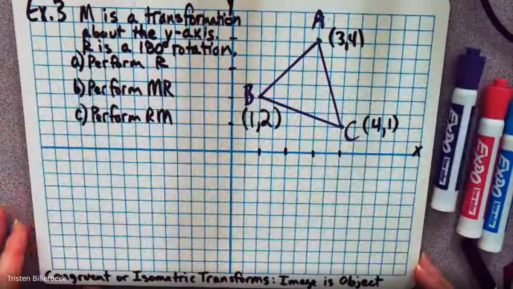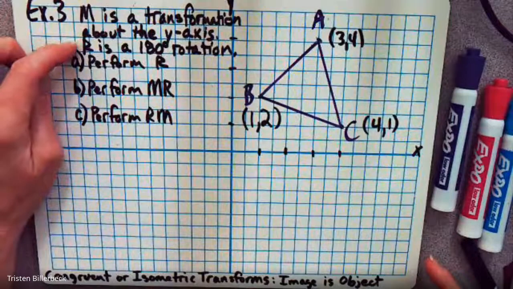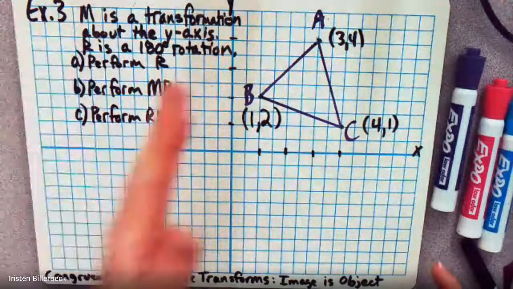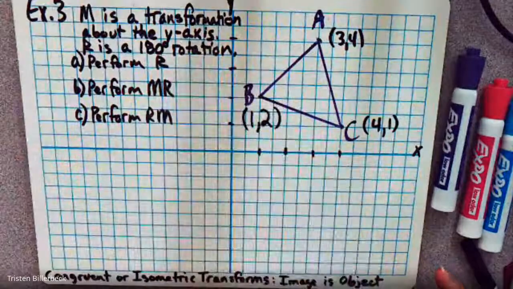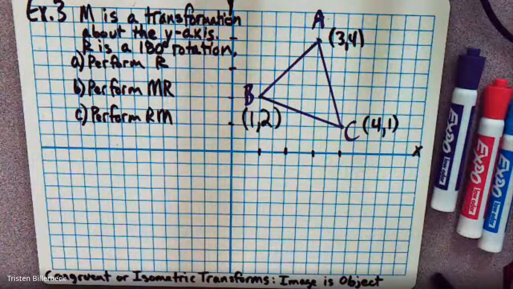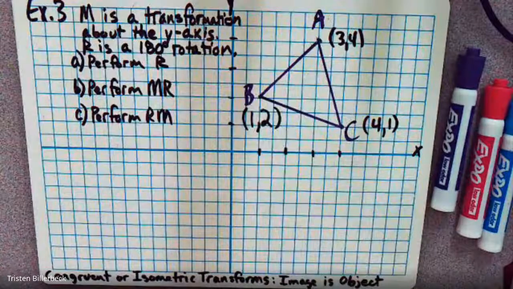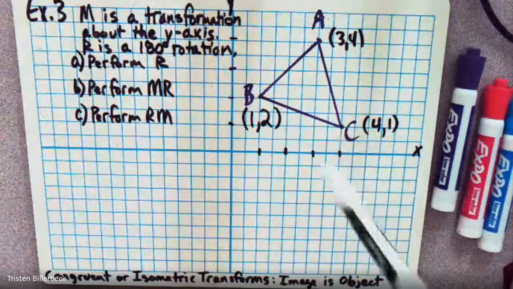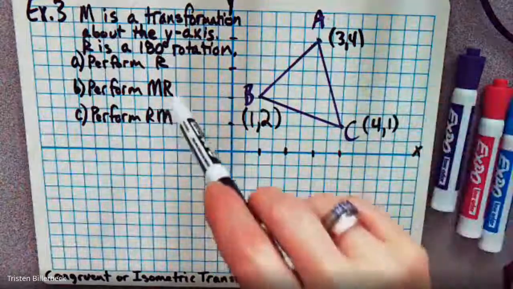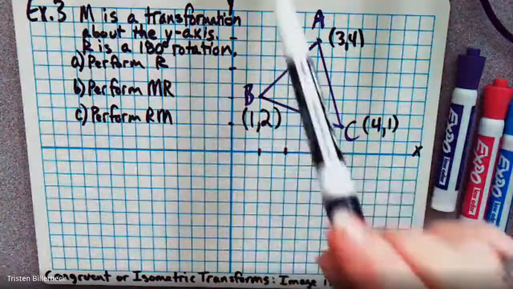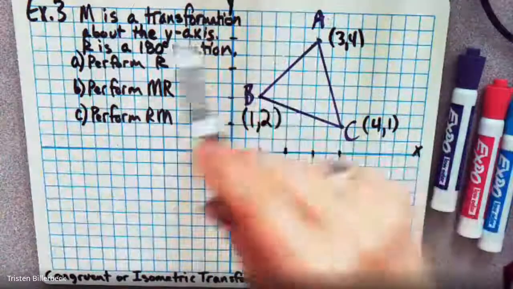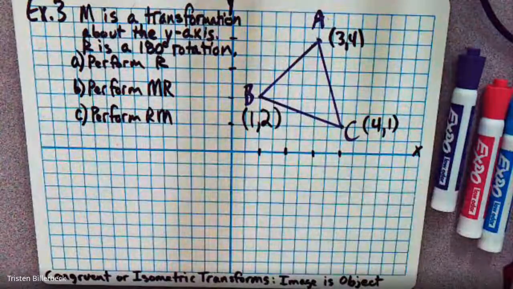All right. So this one we have M is a transformation about the y-axis. Well, that's much easier than that other one, don't you say? Okay, and R is a rotation 180 degrees. All right, so what we're going to do is first we're going to perform R, the rotation.